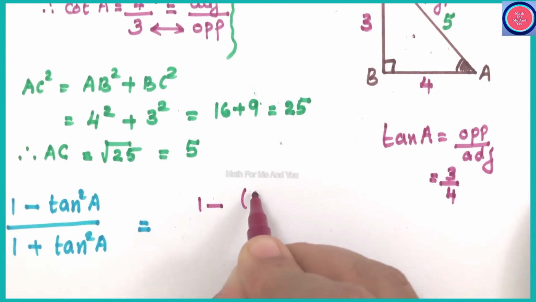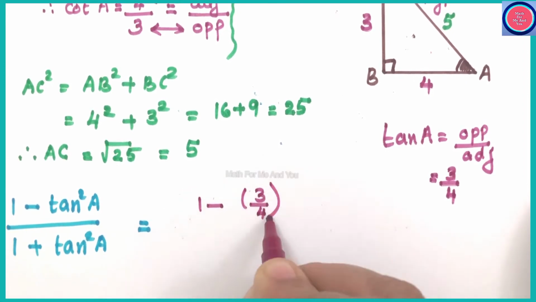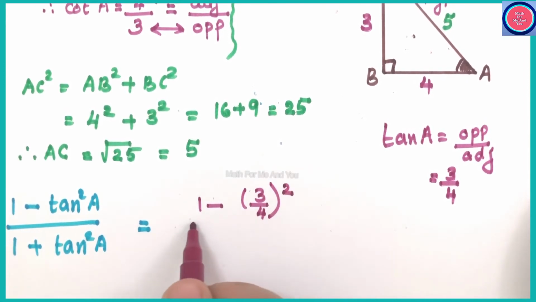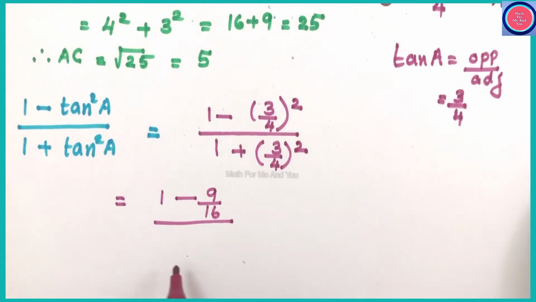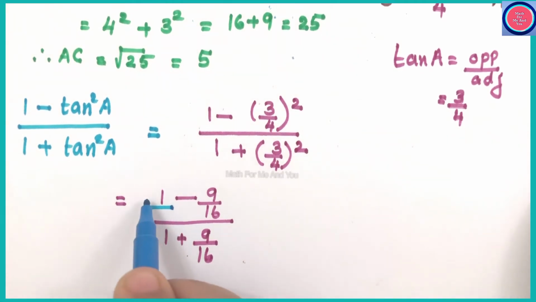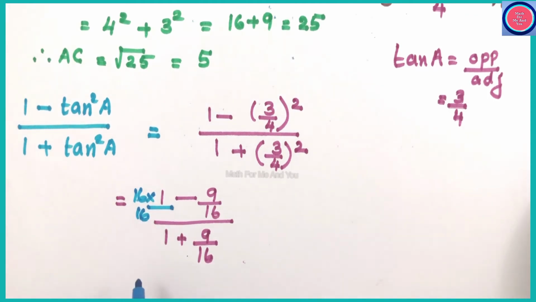Substitute here and find the value. 1 minus (3 divided by 4) square divided by 1 plus (3 divided by 4) whole square, equal to 1 minus 9 by 16 divided by 1 plus 9 by 16. Simplify numerator part and denominator part. 1 we can change as 16 denominator. How can we do that? Multiply up and down with 16. Denominator 1 also we can change, multiply up and down with the number 16.